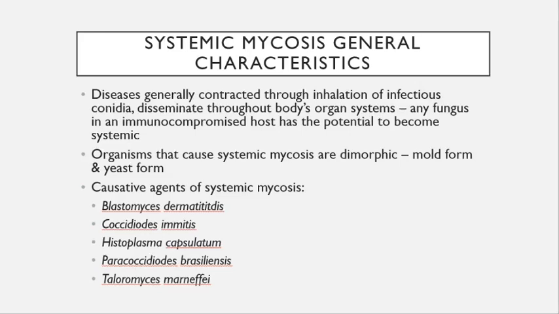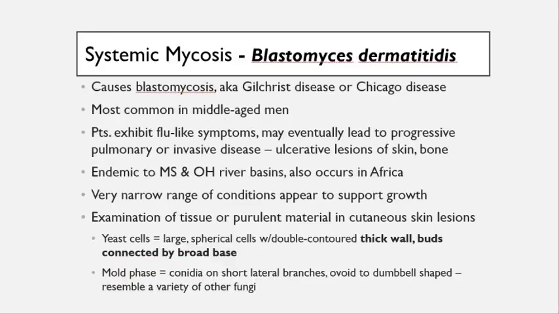Some of the causative agents for systemic mycoses that we're going to discuss include Blastomyces, Coccidioides, Histoplasma, Paracoccidioides, and Talaromyces. Our first systemic mycosis is Blastomyces dermatitidis.